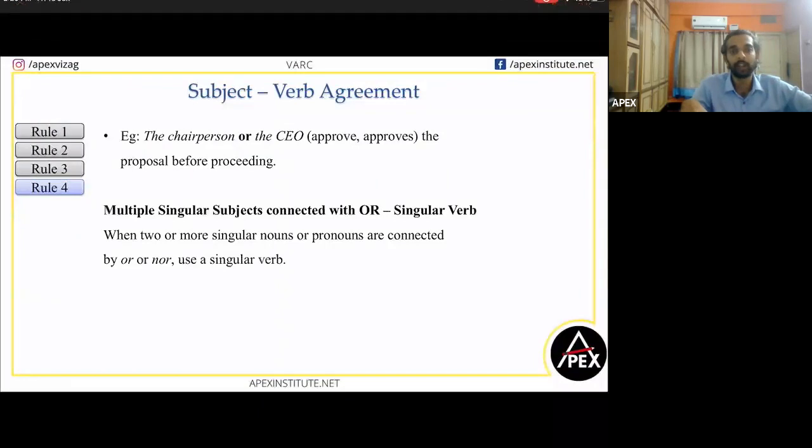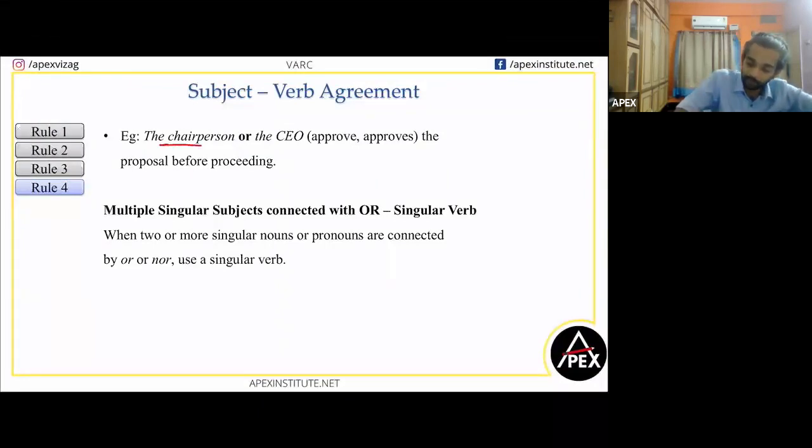So look at the example. The chairperson, a singular subject, or the CEO, again a singular subject. So either this person or this person, that means one of them is going to approve, correct? So either this person or that person approves the proposal before proceeding. Are we clear? It will be approves, singular subject, singular verb.